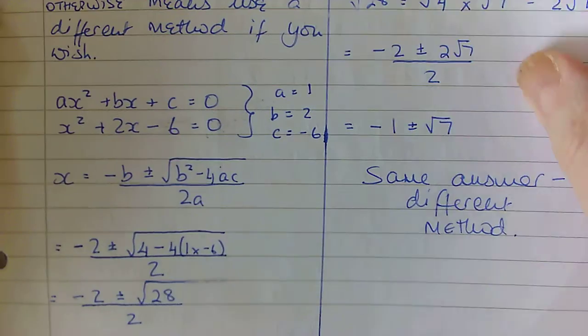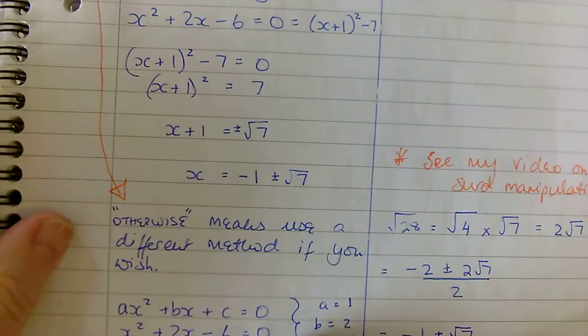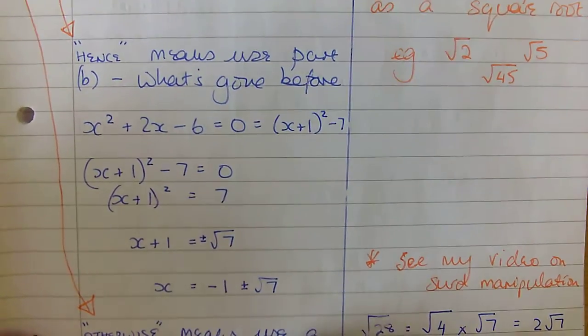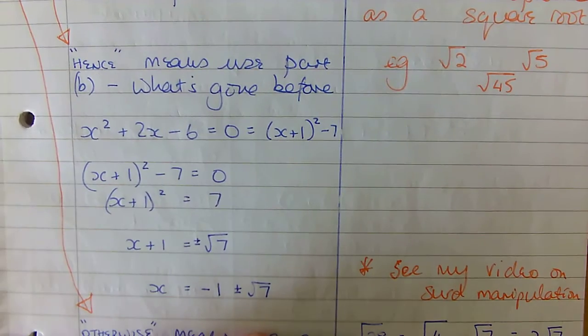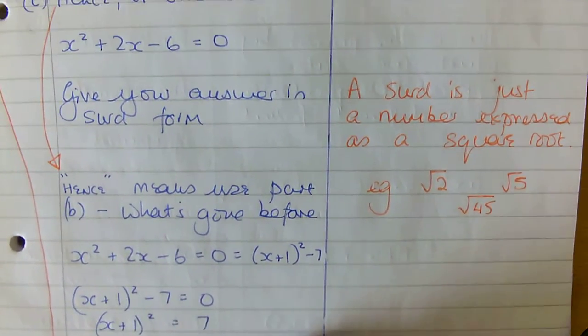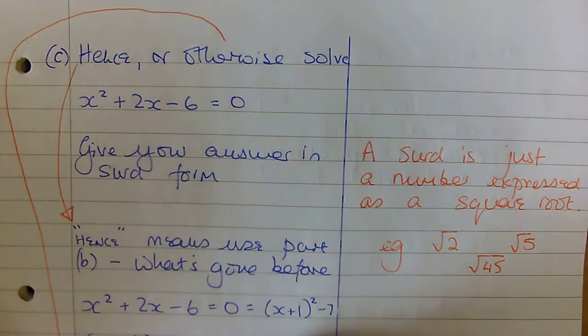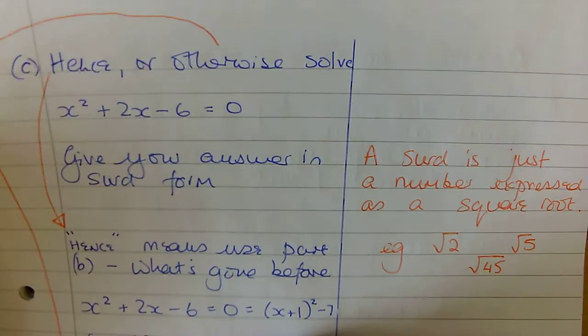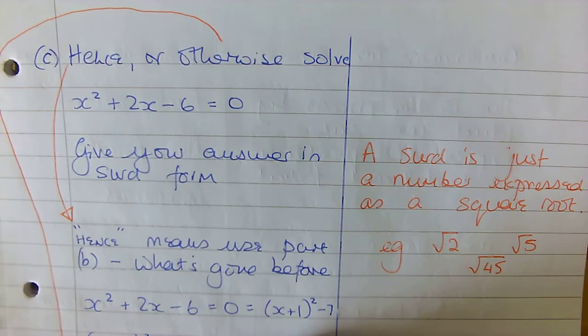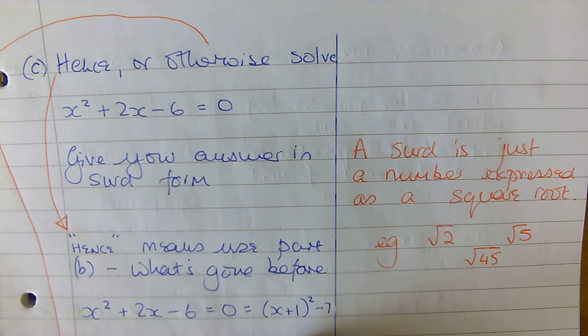Okay, I'll just flip this over and get it in the right position. And that brings us to part C of the same question. And it says, hence or otherwise solve x squared plus 2x minus 6 is 0. Give your answer in surd form.